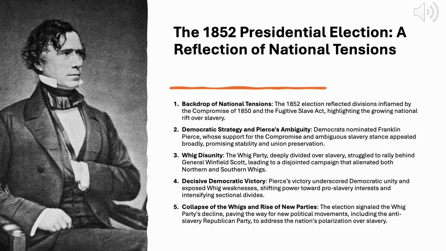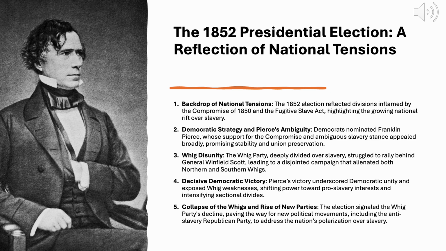The Democrats nominated Franklin Pierce, a relatively unknown politician from New Hampshire who supported the Compromise of 1850. Pierce's campaign appealed to voters desiring stability, emphasizing the importance of preserving the Union and avoiding further sectional strife. His ambiguous stance on slavery allowed him to appeal to both Northern and Southern Democrats.